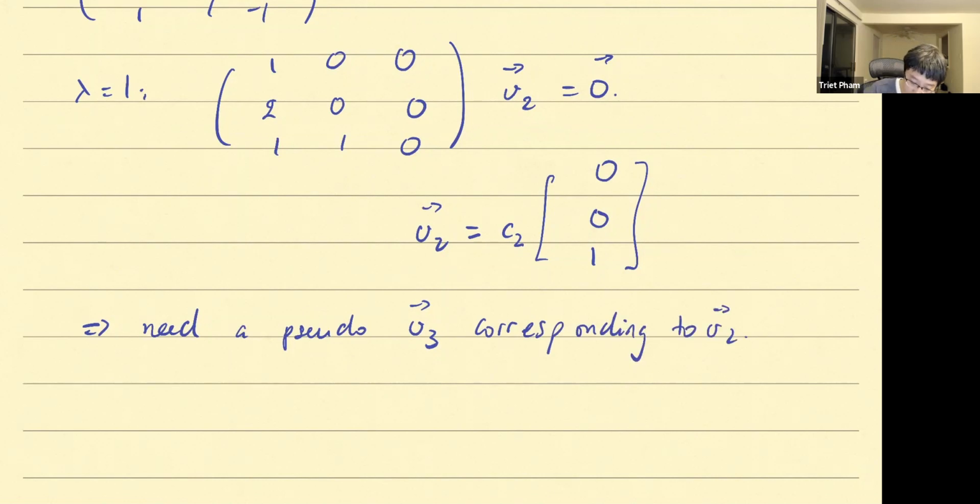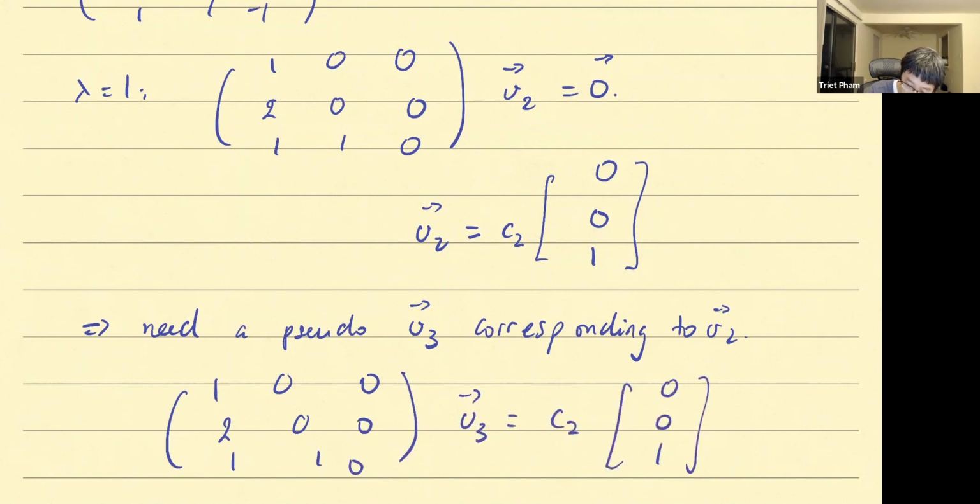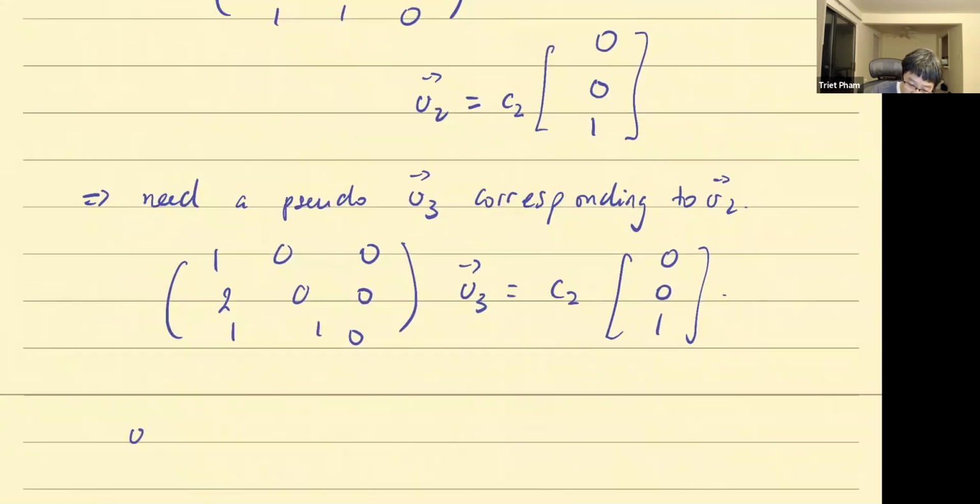In other words, I need the matrix 1, 0, 0; 2, 0, 0; 1, 1, 0 times V3 to equal C2, 0, 0, 1. So what's V3? V3 will be a particular solution plus a freedom degree, a free part. The free part is C3 times 0, 0, 1. Are we okay with this?